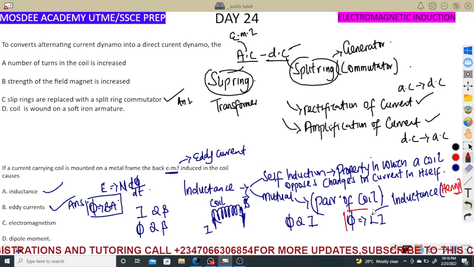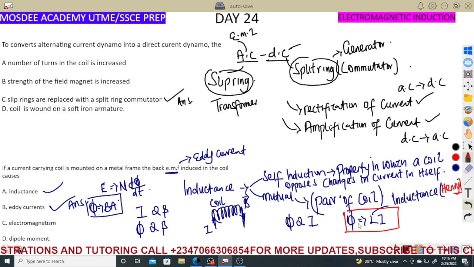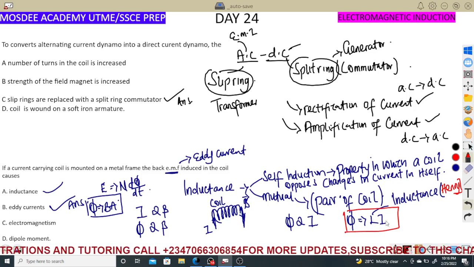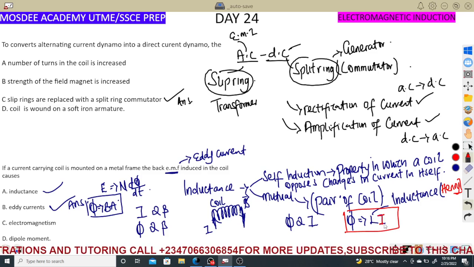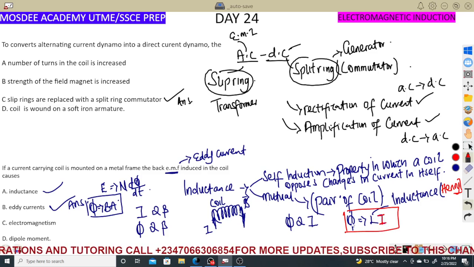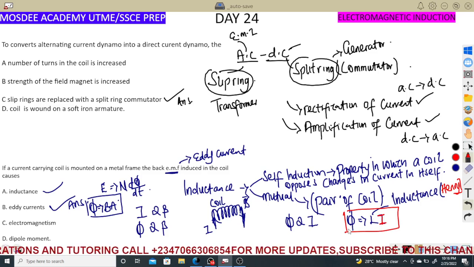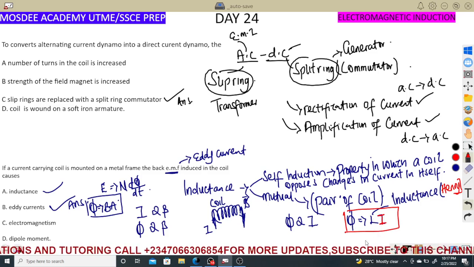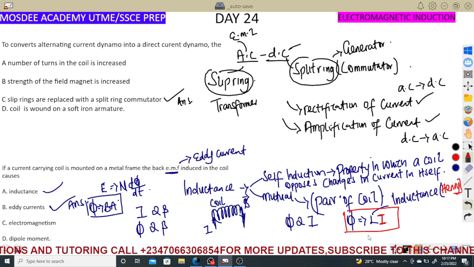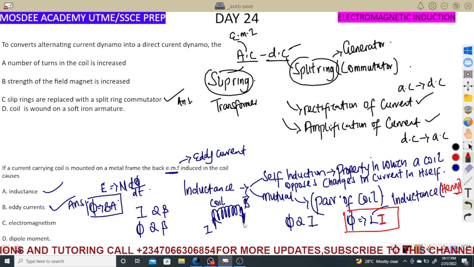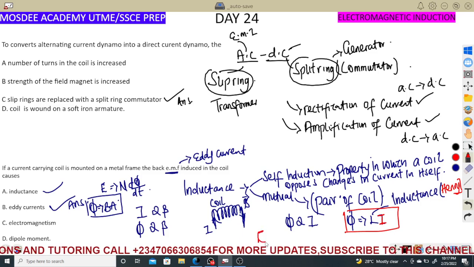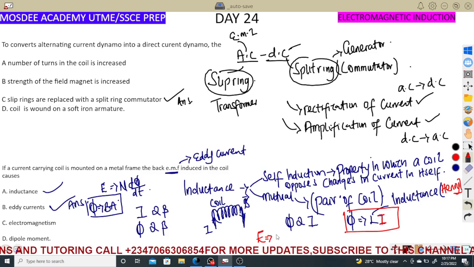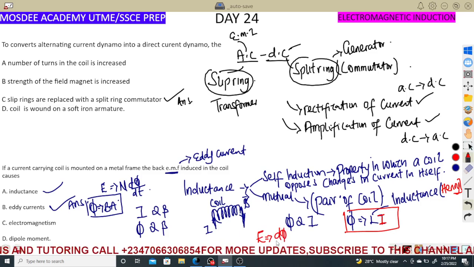So always keep this formula in mind: the flux generated by an induction coil is always equal to the inductance multiplied by the current. This is the formula we use. When the current starts to change, EMF will be induced. So the EMF induced in an induction coil is equal to the rate of change of flux, according to Faraday's law.